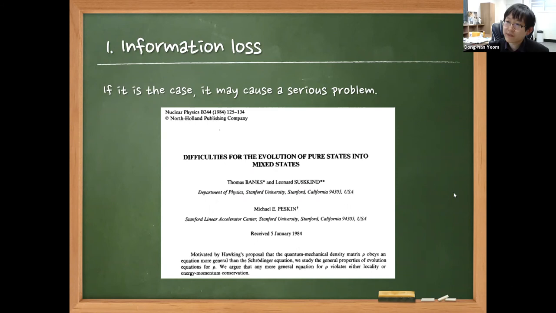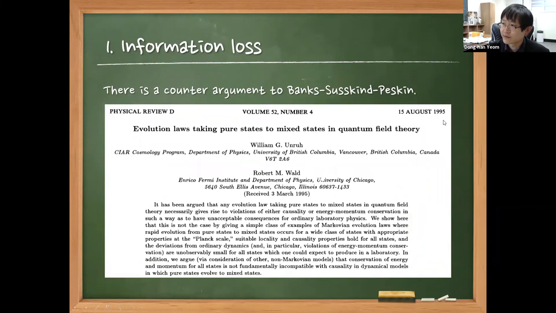However, later Unruh and Wald wrote a paper in 1995, Evolution rules taking pure states to mixed states in quantum field theory. According to this paper, it was argued that any evolution rule taking pure states to mixed states in quantum field theory necessarily gives rise to violation of locality or energy momentum conservation. Exactly, this wording comes from the Banks-Peskin-Susskind paper. However, we show here that this is not the case by giving an example class of evolution rules. So in this paper, they argued that the Banks-Peskin-Susskind paper was, in some sense, too naive, and that even though information is lost, there may be some way to rescue all the conservation laws. I think this is also very important and worthwhile to remark.